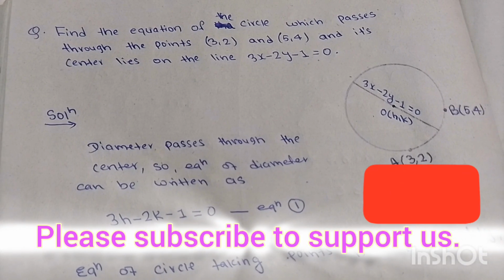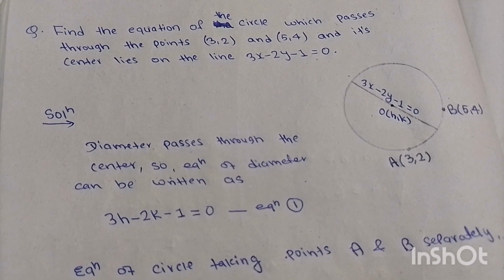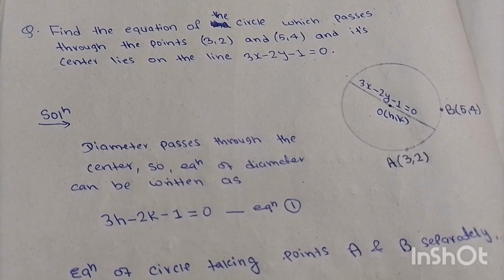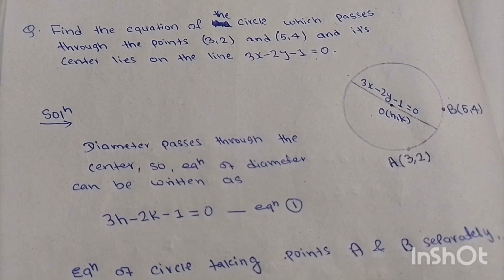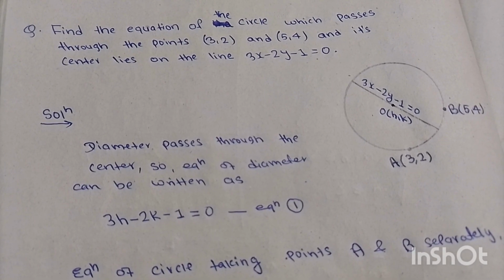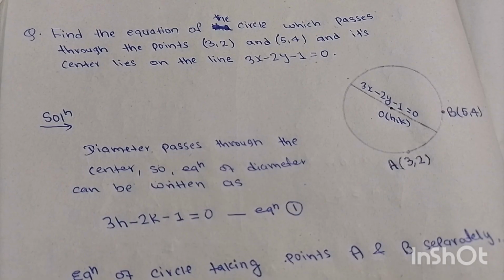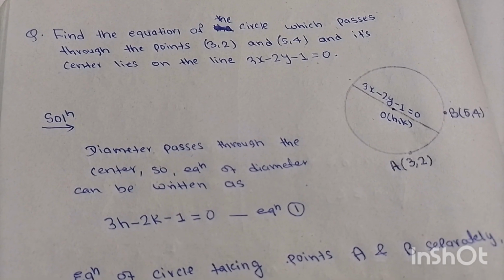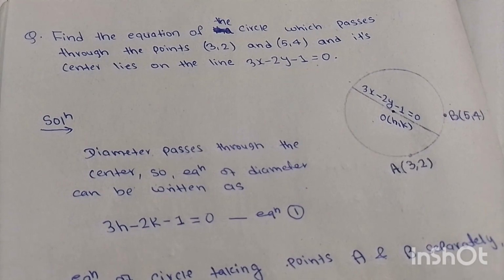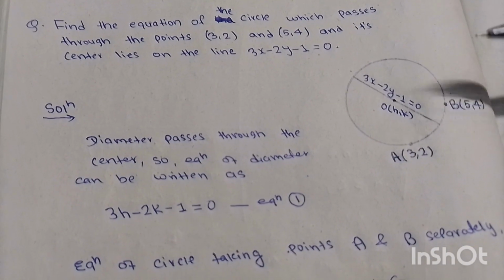Hello students, today I got one numerical from the optional math chapter on circles. The question is we have to find the equation of the circle where the two points through which the circle passes are given, and the equation of a diameter is also given. So the solution is here.